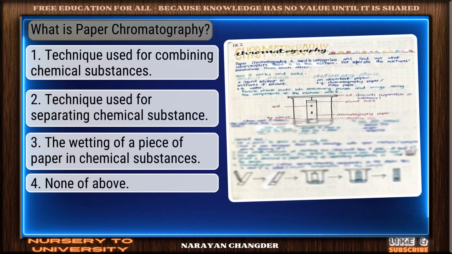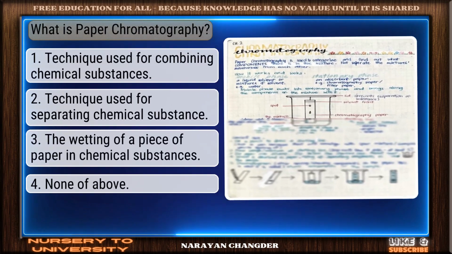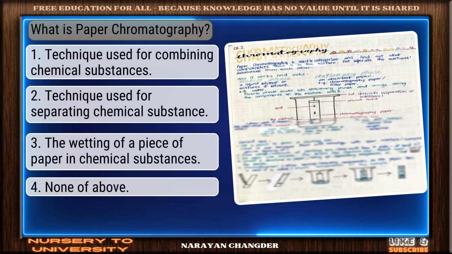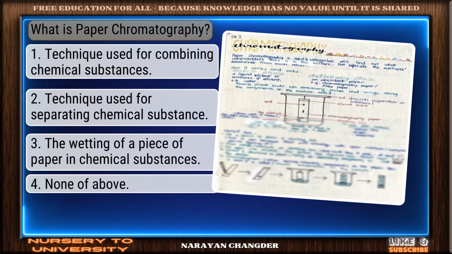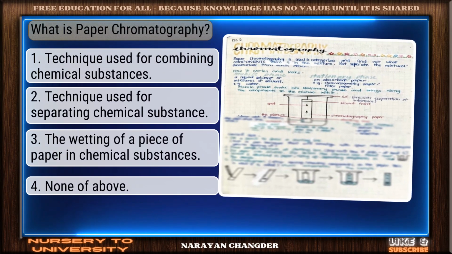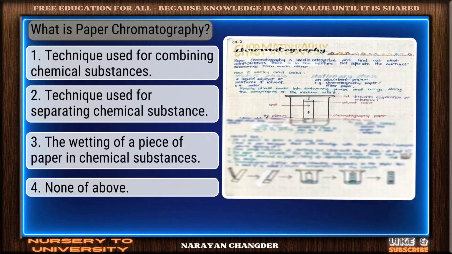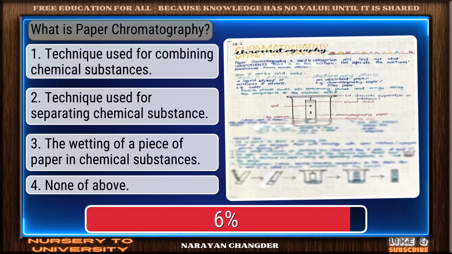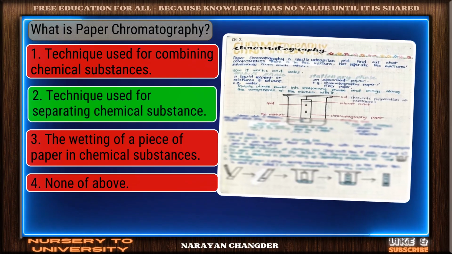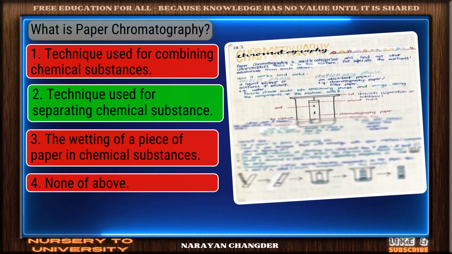What is paper chromatography? Option 1, technique used for combining chemical substances. Option 2, technique used for separating chemical substance. Option 3, the wetting of a piece of paper in chemical substances. Option 4, none of above. Good job. Technique used for separating chemical substance.